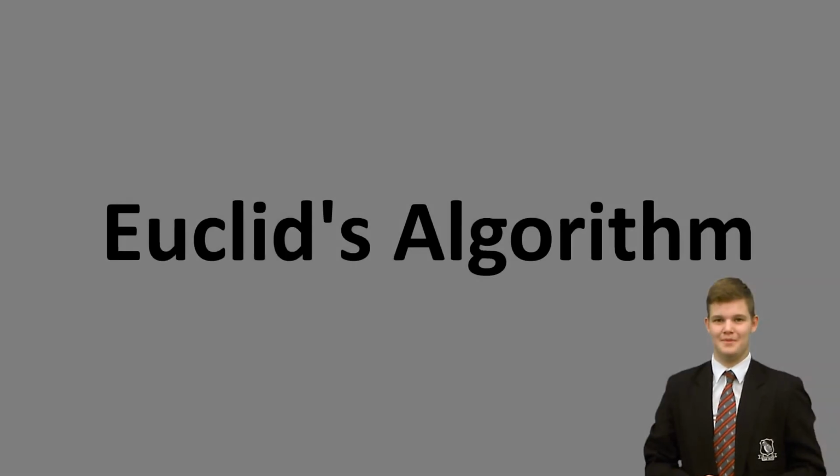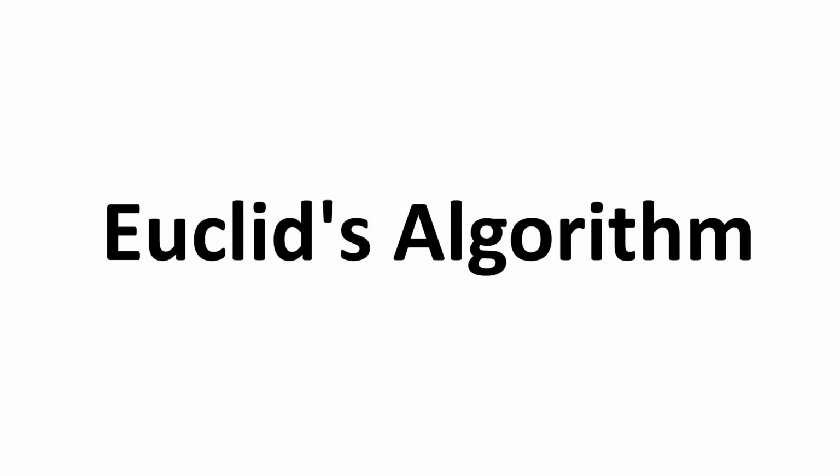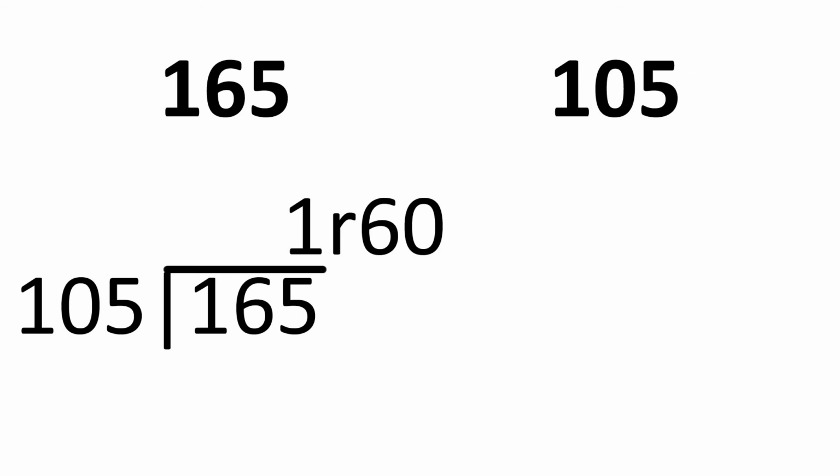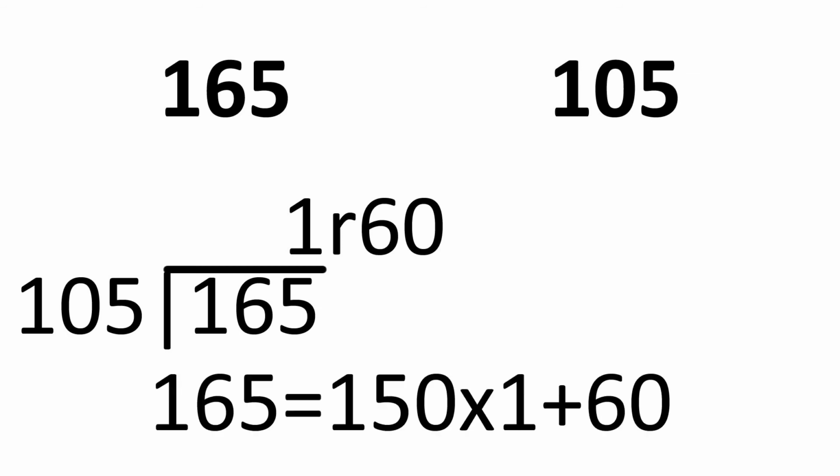From this, we tried to find a way to calculate the highest common factor, and came across Euclid's algorithm. With Euclid's algorithm, you simply divide the larger number by the smaller number, but keep the remainder instead of making it a decimal. For example, with 165 and 105, you divide 165 by 105. That comes out to 1 remainder 60, which is written as shown.